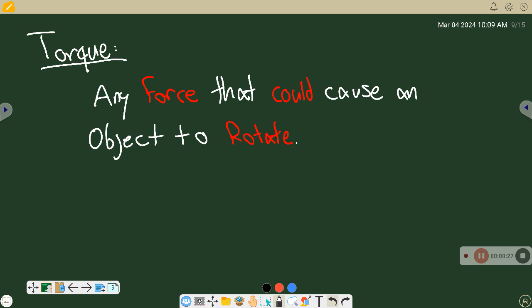The reason I put "could" in there is because you can apply torques to an object and it doesn't rotate. Like if you applied torques in different directions that cause the object to stay motionless, not moving, they still technically count as torques. The object doesn't have to be rotating for it to be a torque. It just has to have the ability to rotate in order for us to call it a torque. Okay? So that's our definition of a torque.